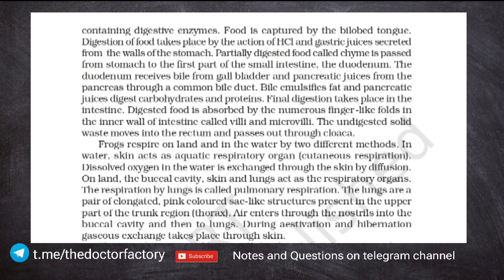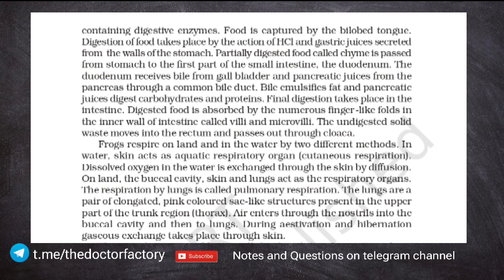Digestion of food takes place by the action of HCl and gastric juices secreted from the walls of the stomach. Partially digested food called chyme is passed from the stomach to the first part of the small intestine, the duodenum. The duodenum receives bile from the gallbladder and pancreatic juices from the pancreas through a common bile duct. Bile emulsifies fat and pancreatic juices digest carbohydrates and proteins. Final digestion takes place in the intestine.